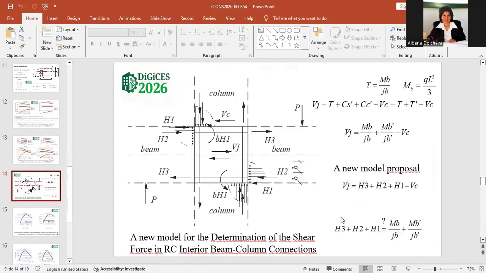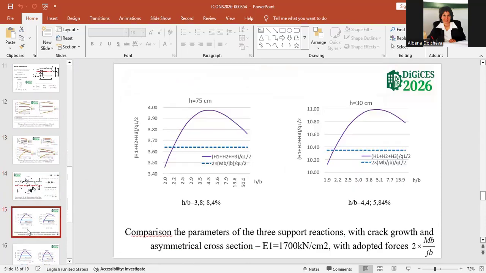And what happened with shear force? Now we have equations for H1, H2, and H3, and we will use them for our shear force. We will compare this result with the result of the literature. We can see that the parameters of the three support reactions give us the parameter of shear force for section 75 and normal concrete. The difference between our shear force and the shear force in the literature is about 8%.